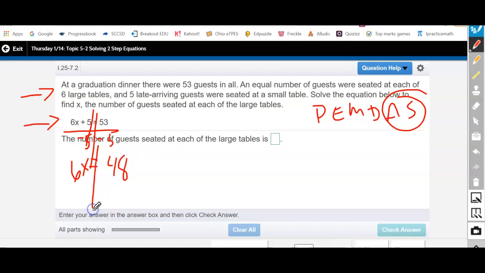Then we separate the 6 from the x. 6x means 6 times x, so we're going to do the inverse operation and divide both sides by 6. So 48 divided by 6 is 8. So therefore, my answer is 8. We can seat 8 people at each large table. Okay?